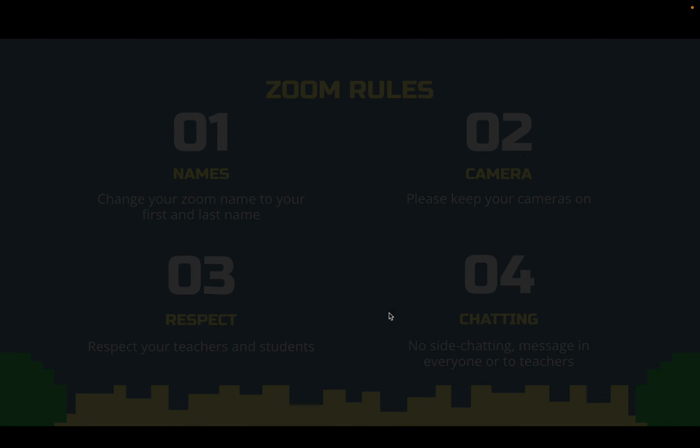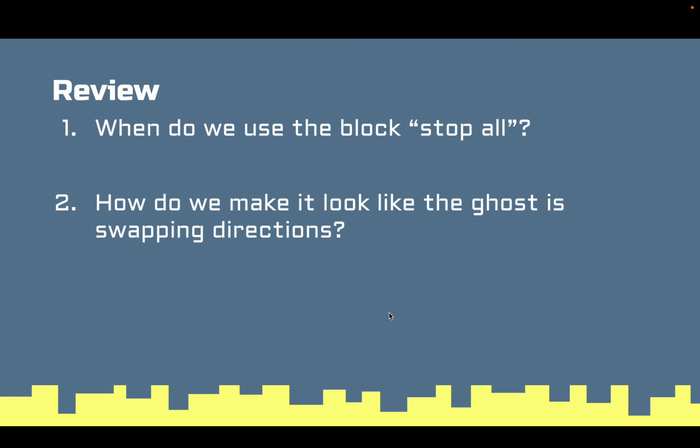Alright, let's start with our lesson then. So first we have our review. Feel free to pause the video here and answer these two questions. When do we use the block stop all? And how do we make it look like the ghost is swapping directions?